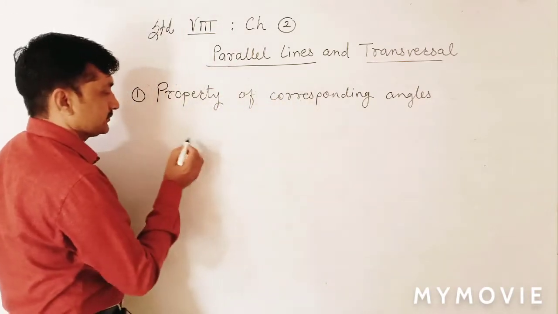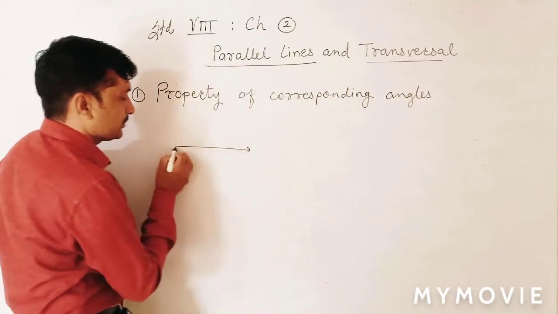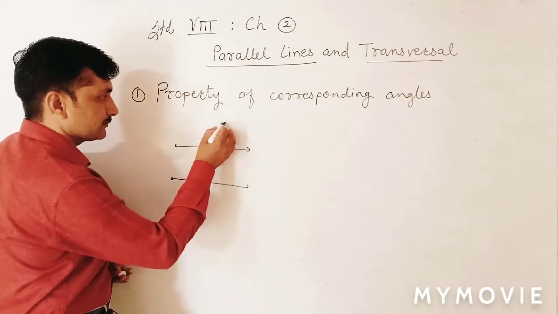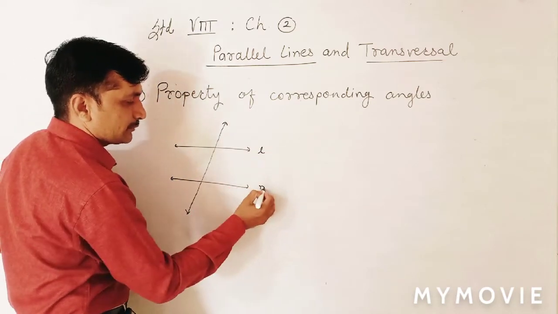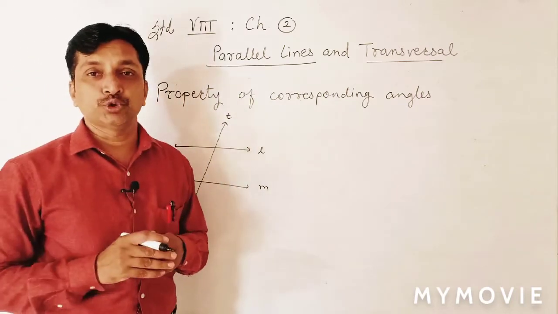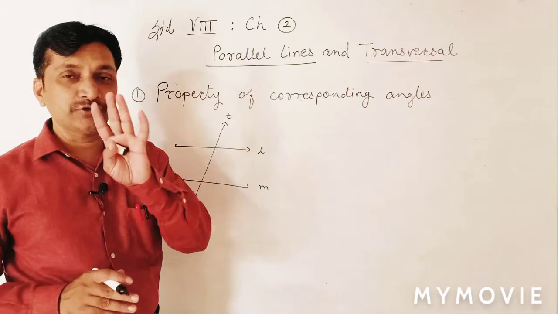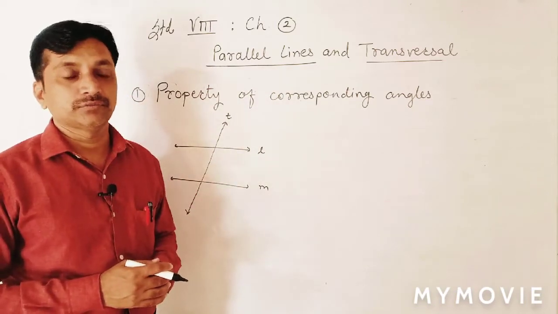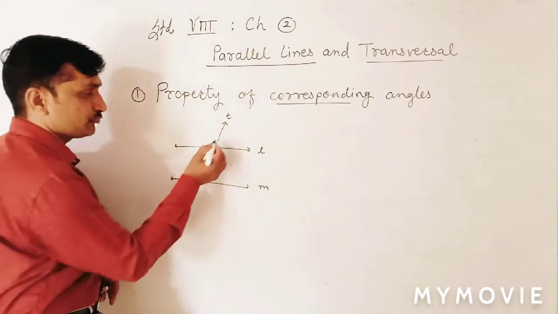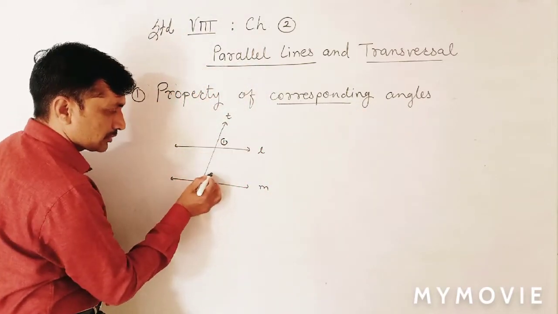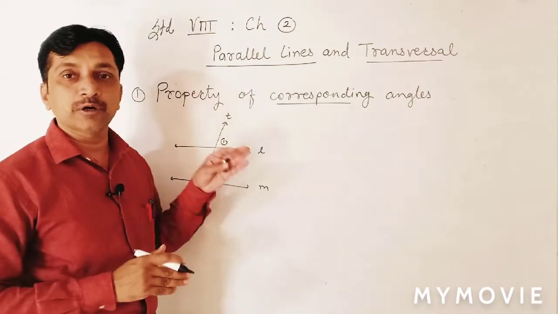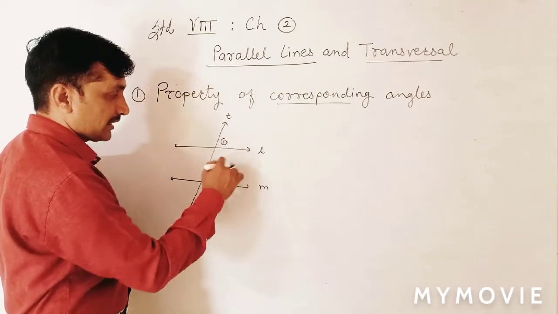Property of corresponding angles. Now suppose these are two parallel lines and any transversal is intersecting them. Suppose lines L and M are parallel, and T is the transversal. Now here we know that the total angles are 8. We get 4 pairs of corresponding angles. Now which are these 4? First, to the right of the transversal and above the parallel lines. See, to the right and above.